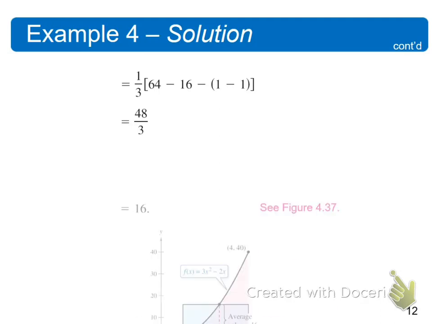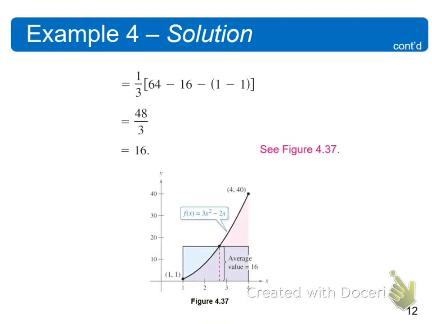And if we can see this, the average value is 16. This height is 16, which, didn't I tell you that was the f of c, the height of the rectangle? Okay.